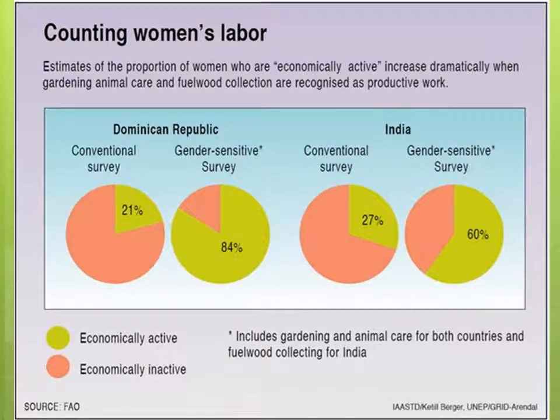Now, there is another survey that was conducted, what they called a gender-sensitive survey, and they had that asterisk there that says the gender-sensitive survey includes gardening and animal care in both countries, as well as in India, the collecting of firewood. And so when we include those as economic activities, in the Dominican Republic, 84% of women are economically active. In India, 60% of women are economically active.